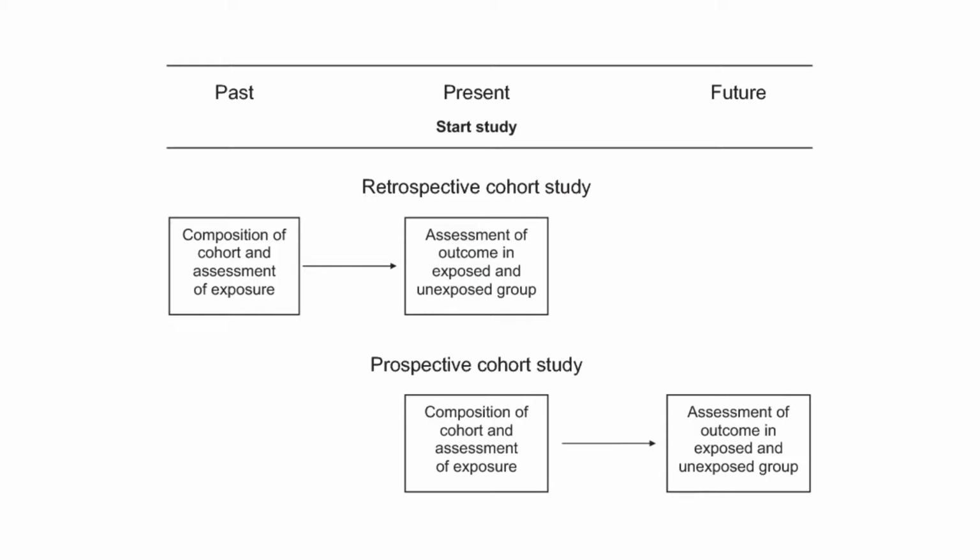This diagram reiterates the difference between a retrospective and prospective cohort study. In a retrospective cohort study, the composition of the cohort and assessment of exposure was done in the past. However, in a prospective cohort study, the composition of the cohort and assessment of the exposure is done in the present. In a retrospective study, the assessment of the outcome is done in the present, whereas in a prospective study, the assessment of the outcome is done looking into the future.